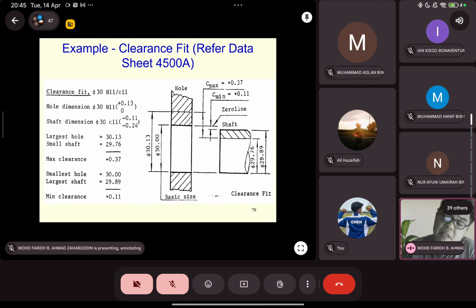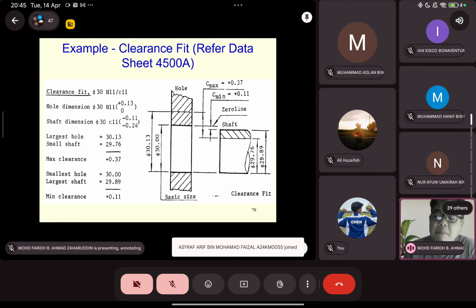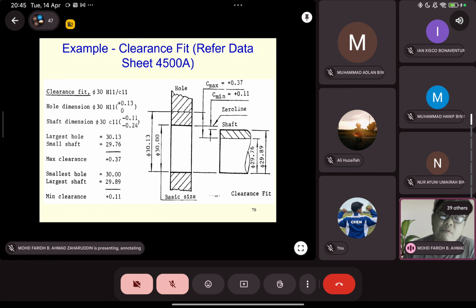So how you can calculate for clearance feed is easy. How to get the maximum clearance is by taking the value of the larger size of hole and you minus with the smaller shaft. Then you get 0.370. That will be the maximum clearance, and the minimum clearance is the smaller size of hole minus with the larger size of shaft. Then you get 0.110. That will be the minimum clearance.